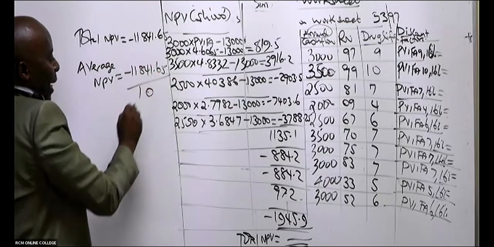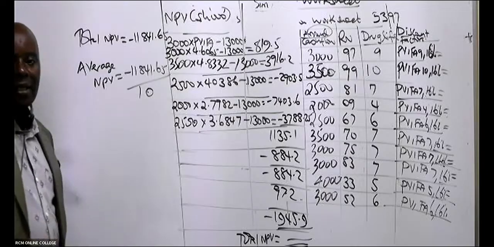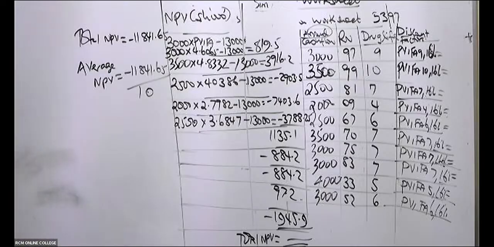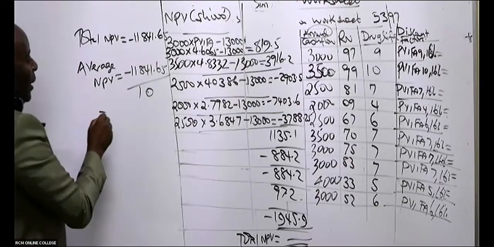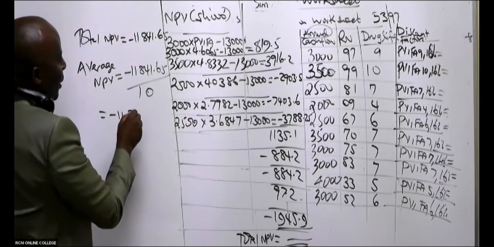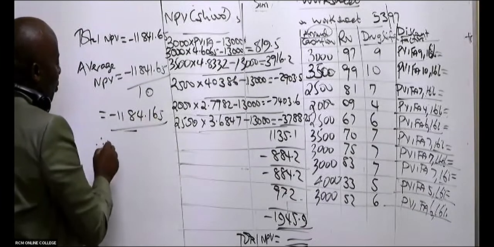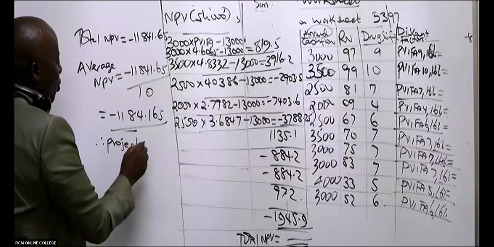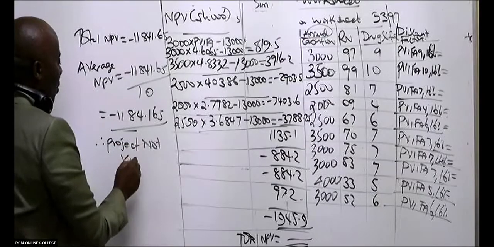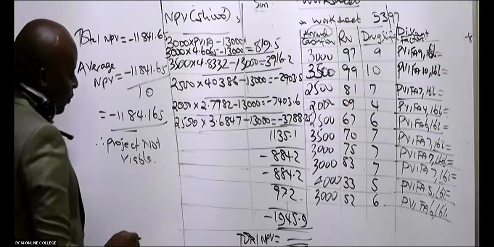Once I get this, I'll be able to get what we call average NPV, which will be this divided by number of runs. Number of runs were 10. Divided by 10 runs, this will end up giving us minus 1,184.165, and therefore the project is not viable.